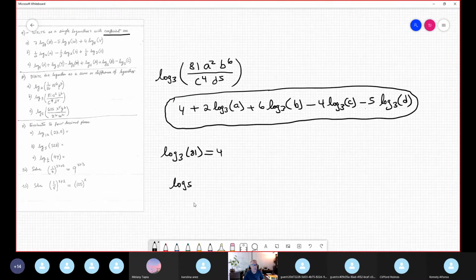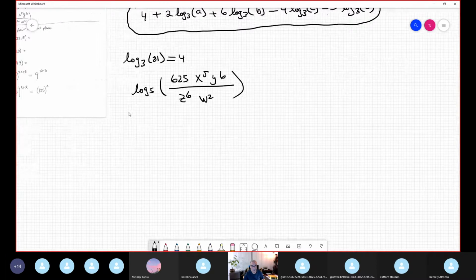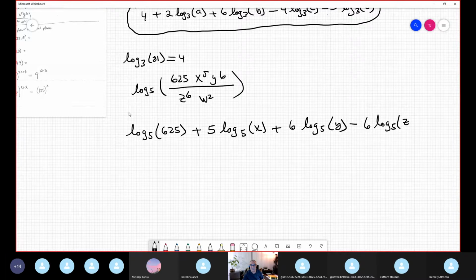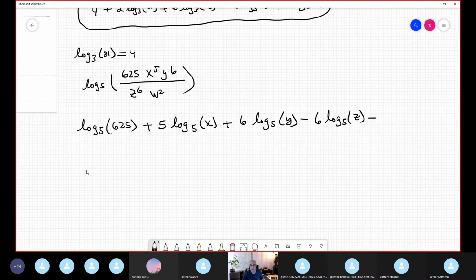Es logaritmo base 5 of 625 x to the 5th power, y to the 6th power, z to the 6th power again, w squared. And you expand. Okay, it's easy. Remember, the guy in the top is positive. But I have to compute this because it's numerical. Plus 5 logarithm base 5 of x. Don't forget the base. It's important information. Plus 6 logarithm base 5 of y. Minus 6 logarithm base 5 of z. Minus 2, get the exponent, logarithm base 5 of w. And likewise, separately here, we compute logarithm base 5 of 625, using calculator or by hand.